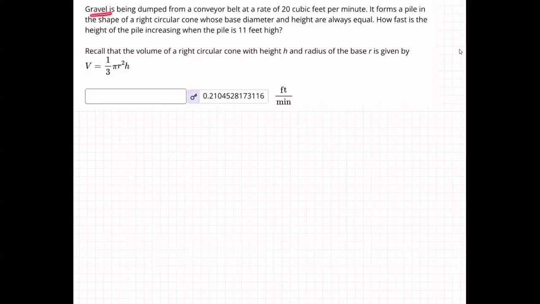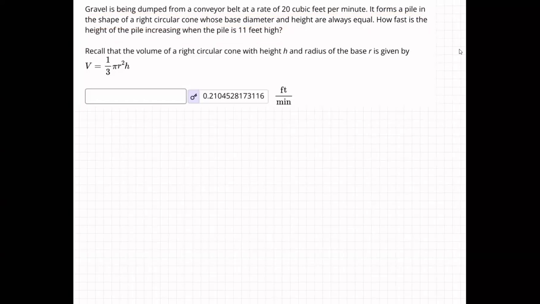Okay, so this question says gravel is being dumped from a conveyor belt at a rate of 20 cubic feet per minute. It forms a pile in the shape of a right circular cone whose base diameter and height are always equal. How fast is the height of the pile increasing when the pile is 11 feet high? Okay, what are they talking about?